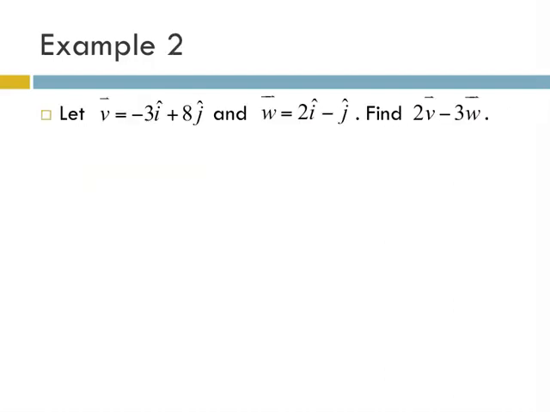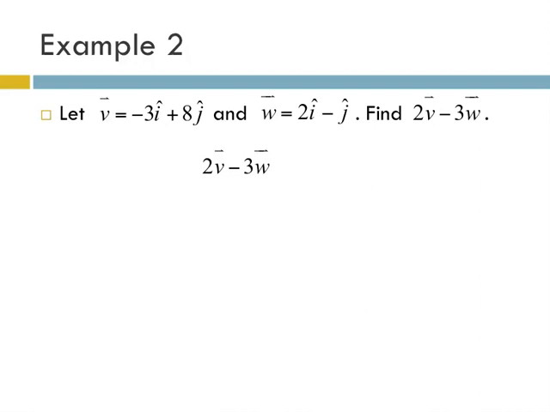All right, let's take a look at example 2. It says let vector v equal -3 i hat plus 8 j hat and vector w equal 2 i hat minus j hat. Find 2 times vector v minus 3 times vector w. Okay, so we're trying to find 2v minus 3w. We're going to go ahead and work with this in linear combination form.